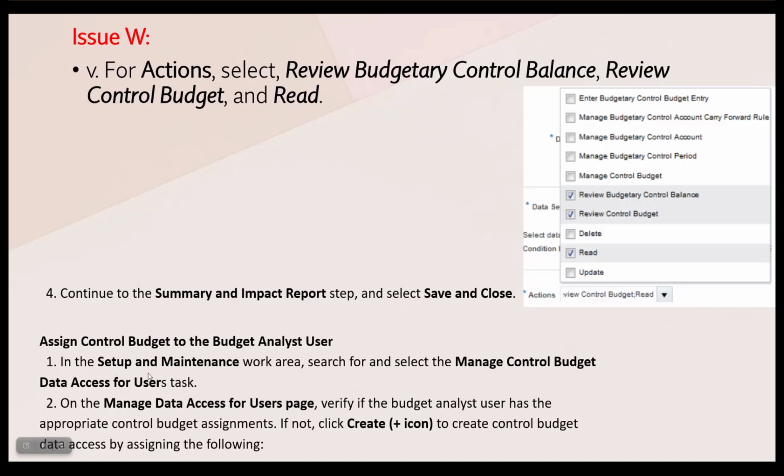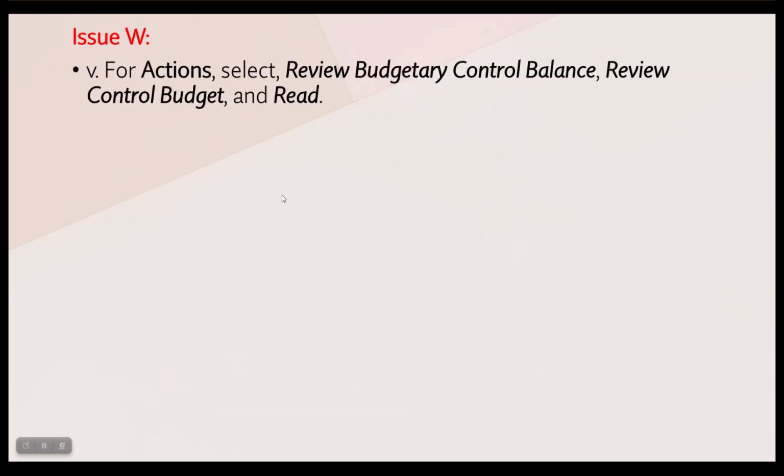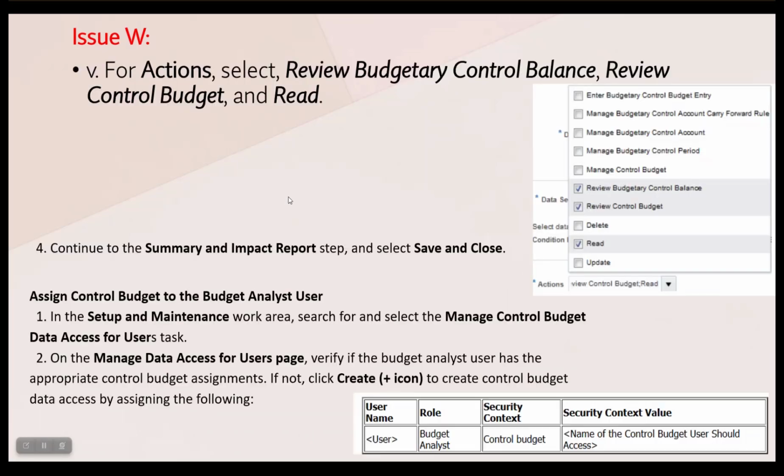Assign the control budget to the budget analysis user through manage control budget data access set. On manage data access set, you have to select users and use the create icon to create a budget control data access set by assigning what? For actions, as you see here, user budget and security context. This is the data access set for these users. After that, he can log out and log in to review the budget control balance and review control budget, and he can only read without any delete, update or whatever.